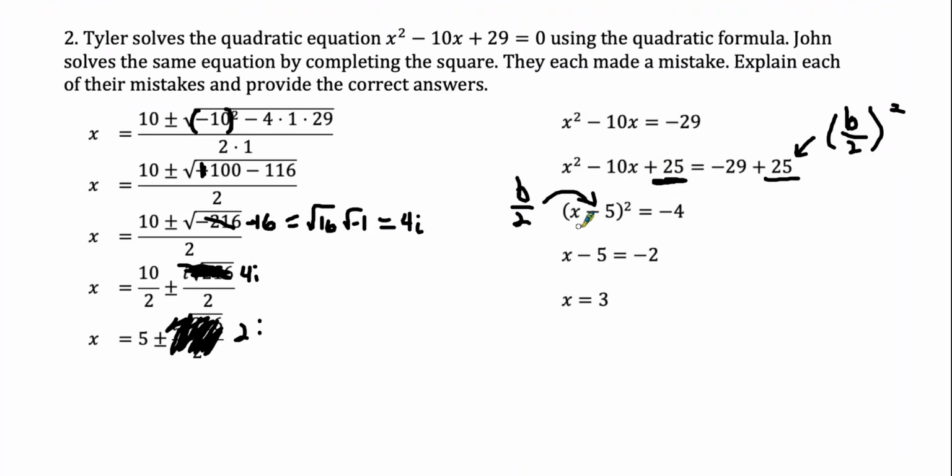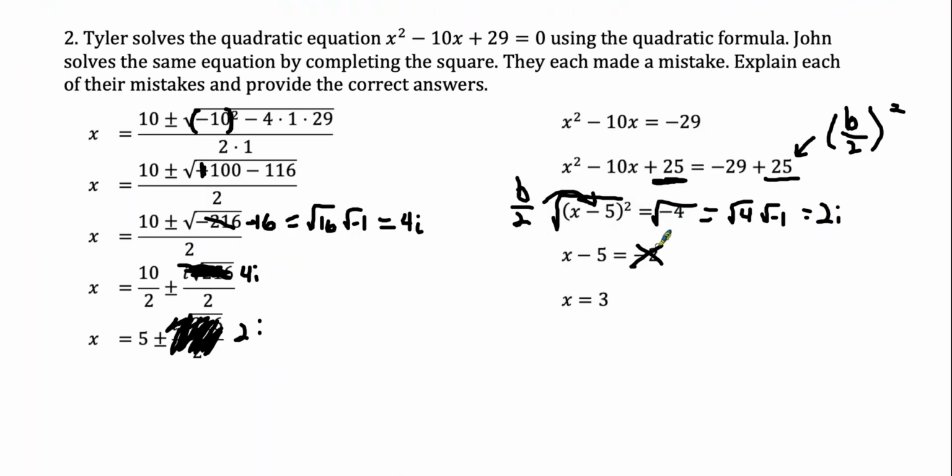Now the whole point in doing that is now I can take the square root of both sides, right? If I take the square root on the left side here, the square and the square root cancel out, and I just get x minus 5. On the right side, though, the square root of negative 4 is not negative 2. This was his mistake. If we simplify the square root of negative 4, like we did over here, I can split that up into the square root of 4 times the square root of negative 1, which would be 2i.